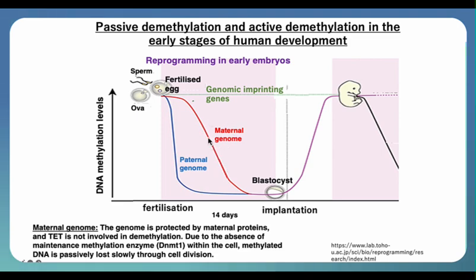through cell division. On the other hand, in the sperm-derived genome, methylated cytosine is oxidized by TET enzymes, forming mismatched base pairs, which are then removed, resulting in a rapid decrease in the frequency of methylated cytosine. Even during this early development, there are 100 to 200 genes that do not undergo demethylation, and these are called imprinted genes.